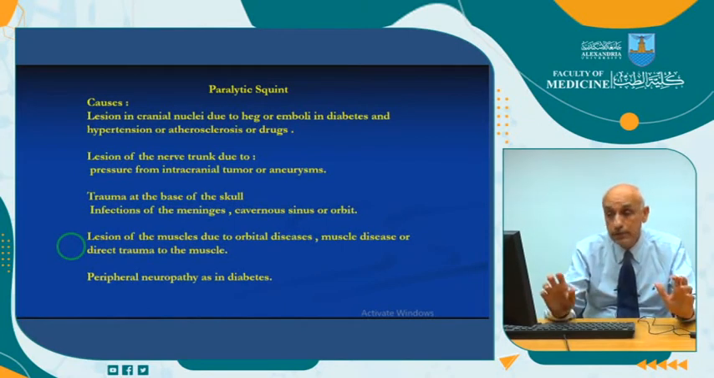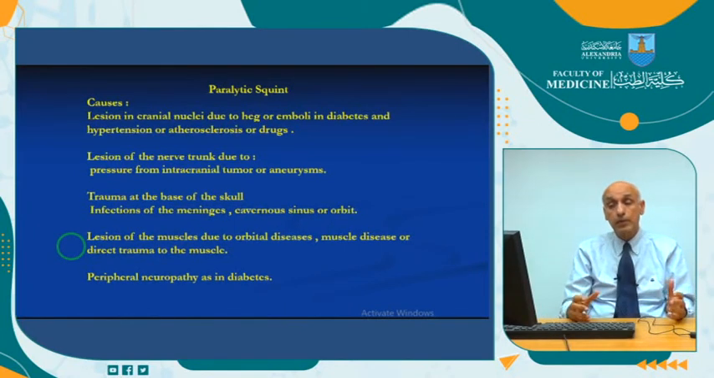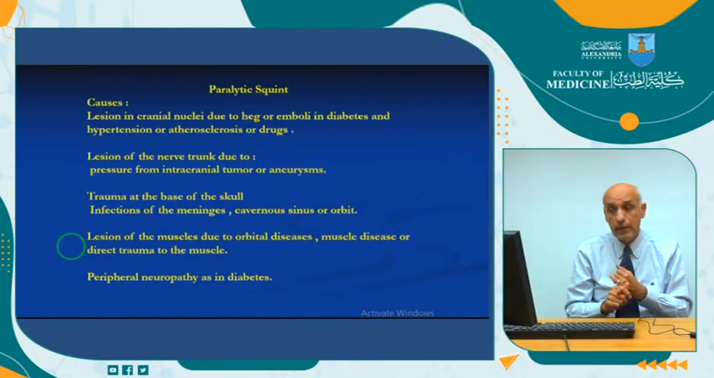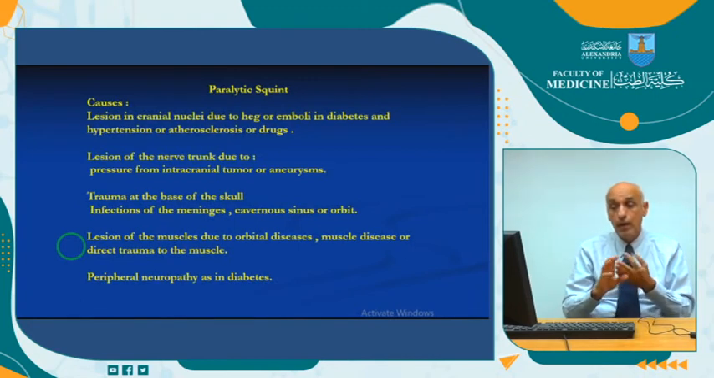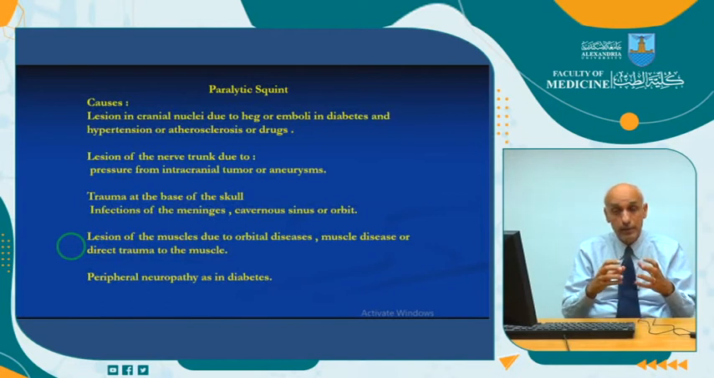Why? Because in this slide you'll see the causes of paralytic squint. Either you have a lesion in the cranial nuclei itself, you have a lesion in the nerve trunk itself, you have trauma to the base of skull, or you have a lesion of the muscle itself due to orbital disease, muscle disease, or direct trauma to the muscle. And the most important thing, you have a peripheral neuropathy as it occurs in diabetic patients.